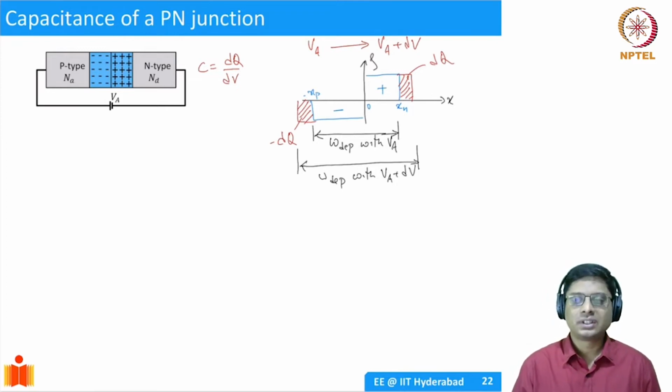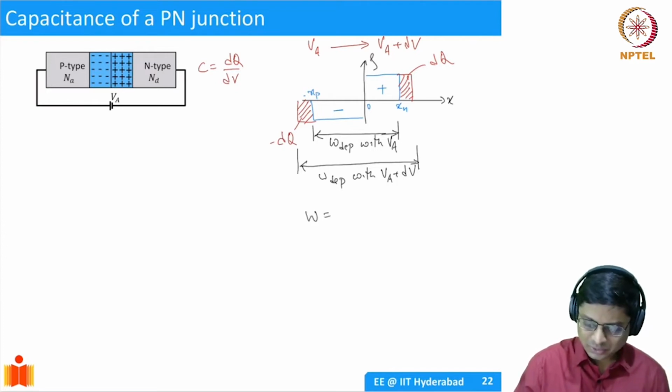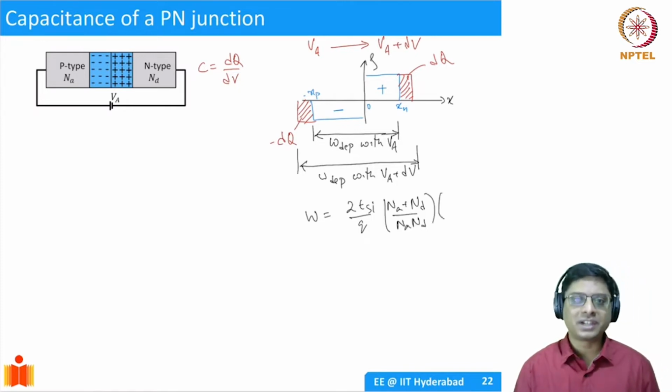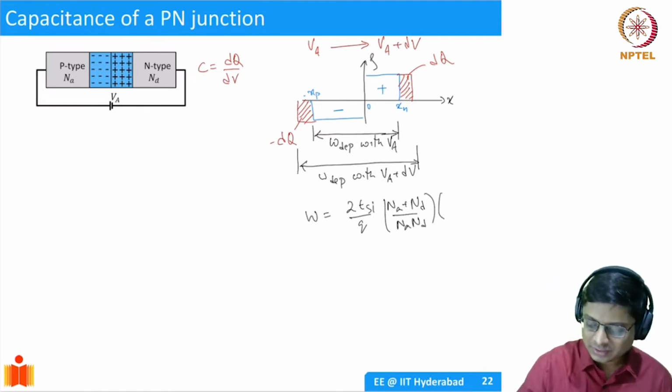So once I know this, I can compute what happens to the capacitance, right? What is the width of a depletion region? We have derived this expression a couple of lectures back. W is going to be 2 epsilon silicon by Q, Na plus Nd divided by Na Nd, times, it was built-in voltage, we left it as built-in voltage, but if you want to do it at any arbitrary voltage, you can write it as VBI minus VA. Okay. The whole thing is under square root.